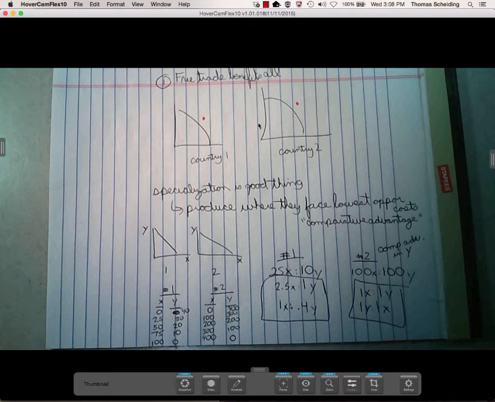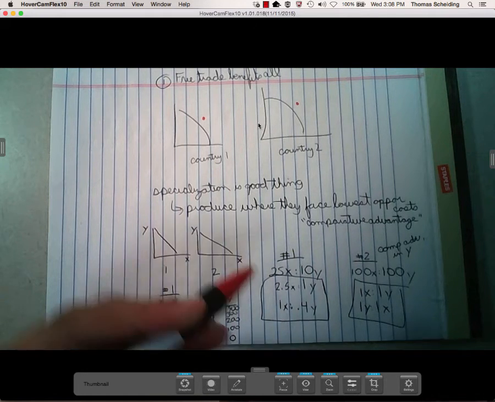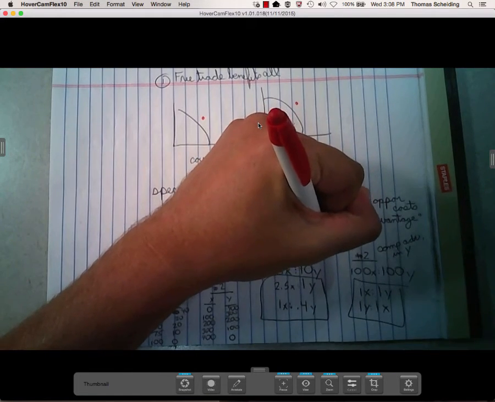Now here's the second question. Who has the comparative advantage in making x? For country number 2, 1x costs 1y. For country number 1, 1x costs 0.4y. Country number 1 has the comparative advantage in x.